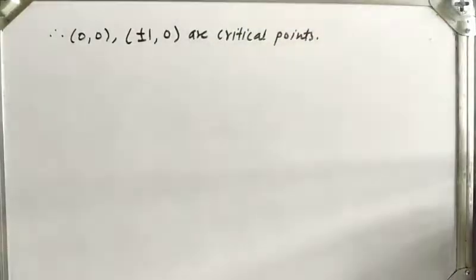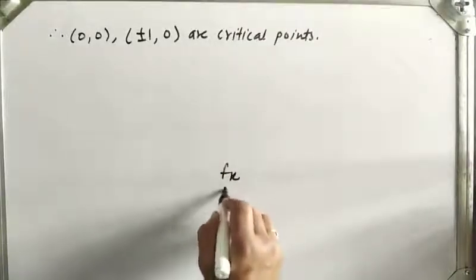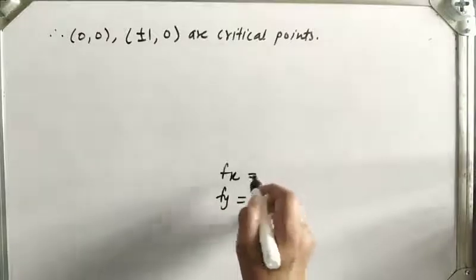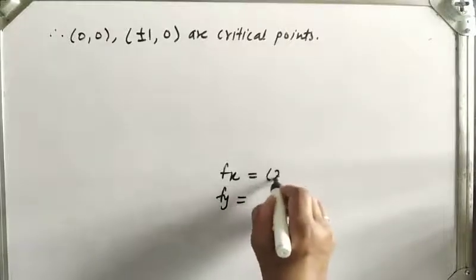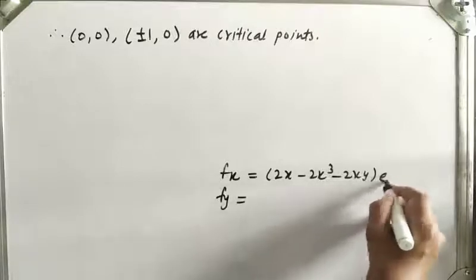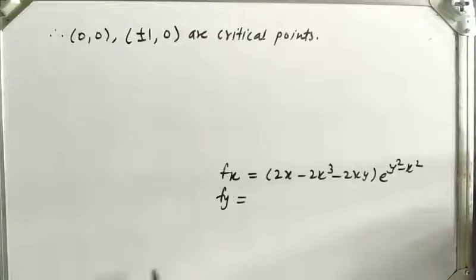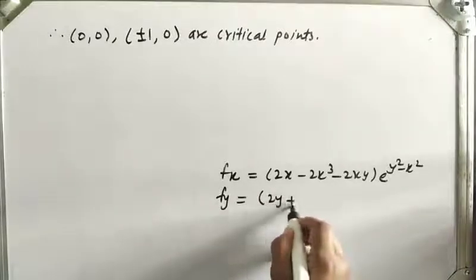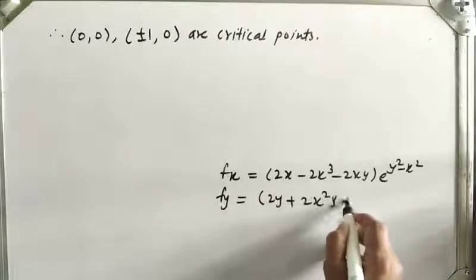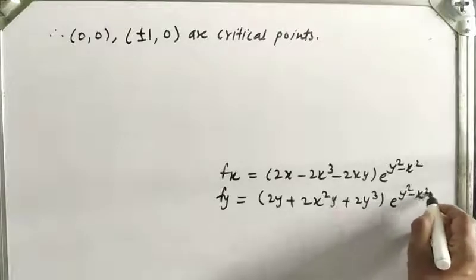Now let us find out fxx, fyy and fxy. For that we require fx and fy. We already calculated what was fx. Fx was (2x − 2x³ − 2xy) e^(y² − x²), and fy was (2y + 2x²y + 2y³) e^(y² − x²).